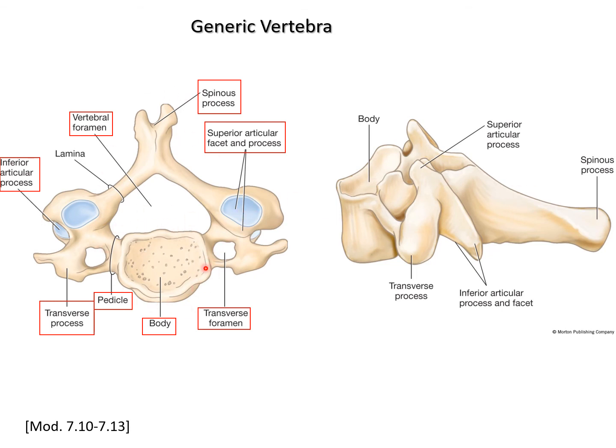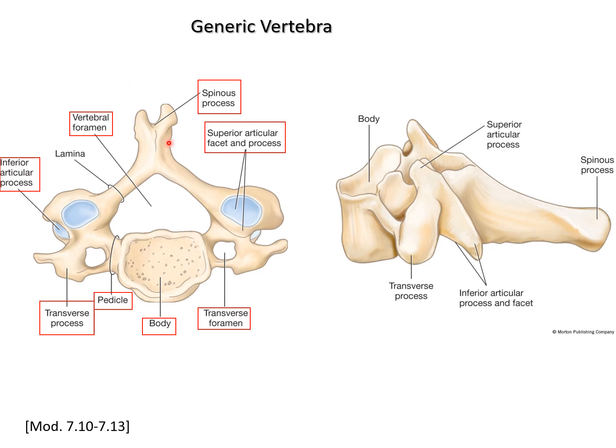The body is the weight-bearing portion of the bone. There is a hole just posterior to that weight-bearing portion, and that is called a vertebral foramen. So a hole through the vertebra. This is where the spinal cord lives.